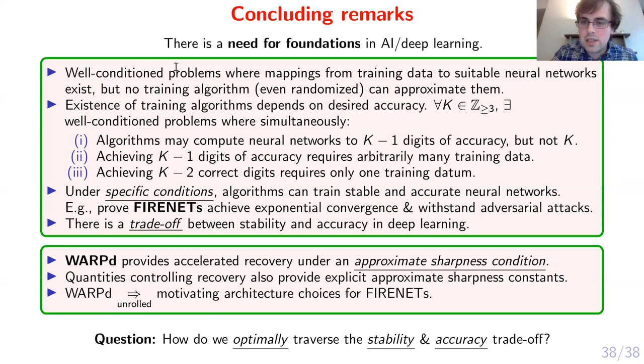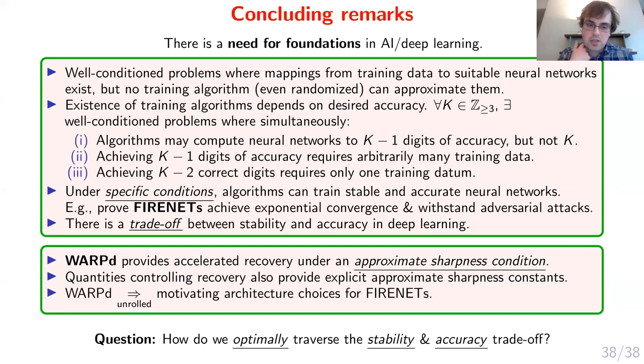Okay, so for all k at least three, there exists a well-conditioned set of problems where simultaneously you have the following three things happening. So first of all, algorithms may compute neural networks to k minus one digits, but not k. You can achieve k minus one digits, but at the cost of requiring arbitrarily many training data, so it's not practical. But you can still achieve k minus two digits with only one training data.